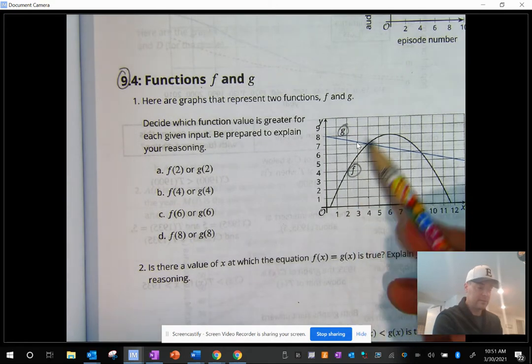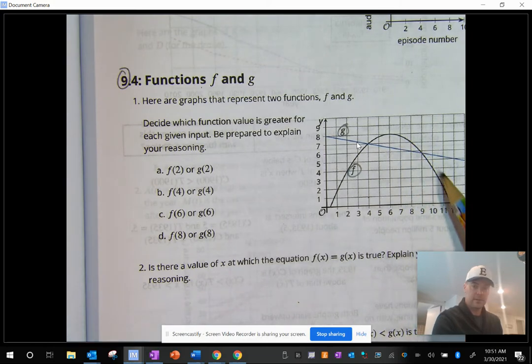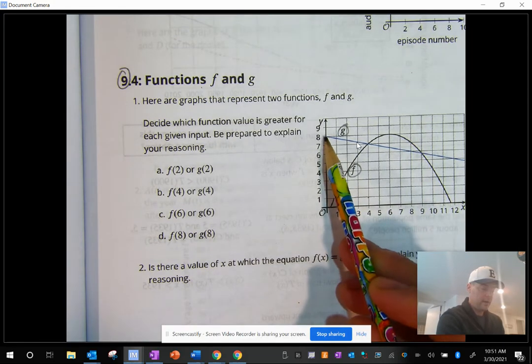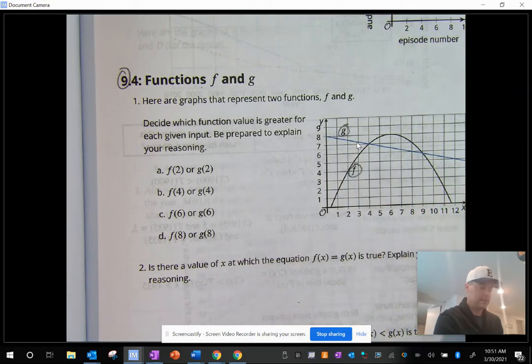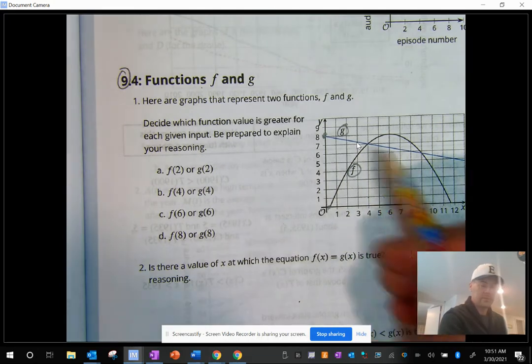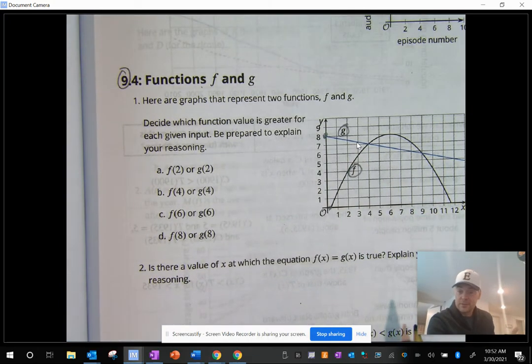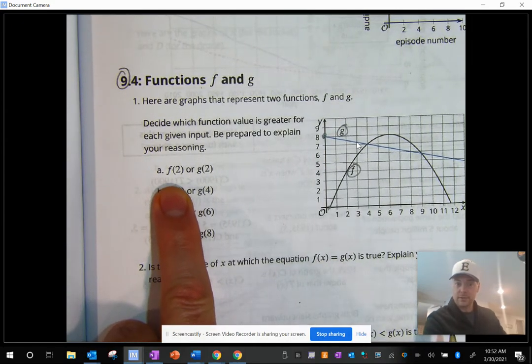Obviously, when we look at these two, they look very different, right? The function f has this curve that goes up and then down. And this function g looks like it has a negative slope. It's going down, and the y-intercept is up here at 8, right? So the intercepts are different, the slopes are different, the colors of the graphs are different, right? There's lots of different things going on. But how do we explain that using function notation?